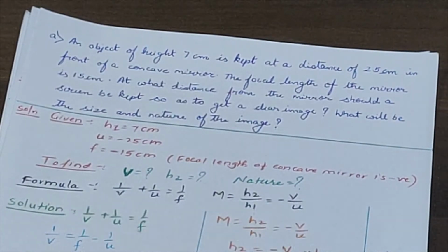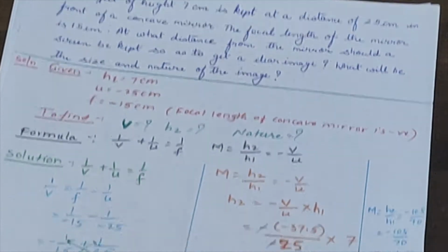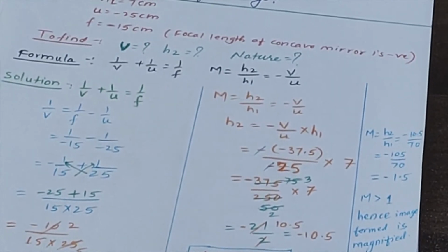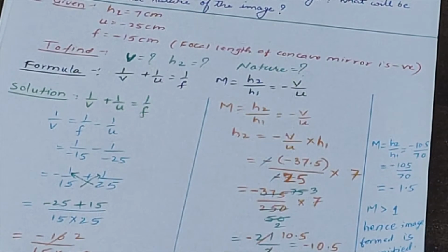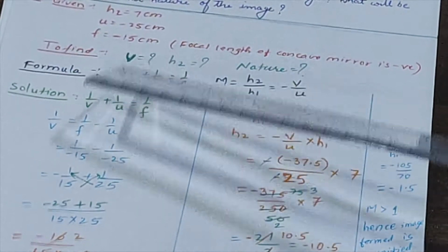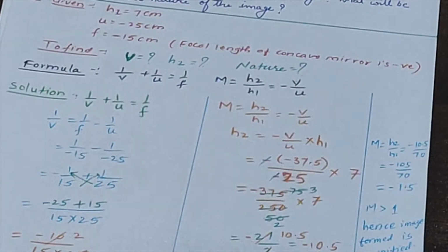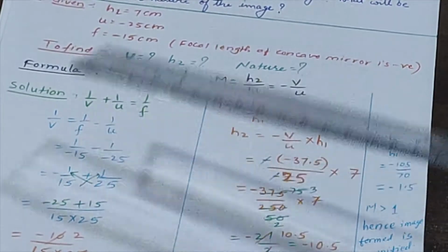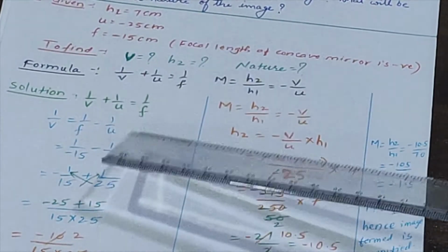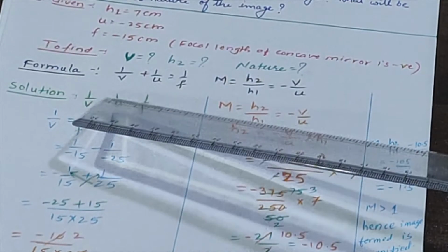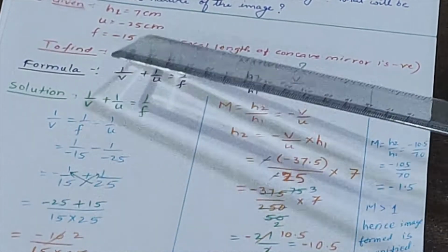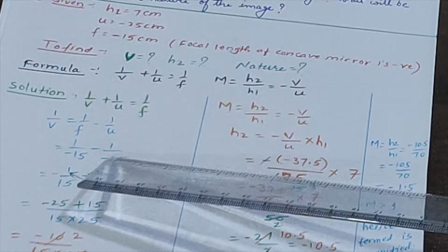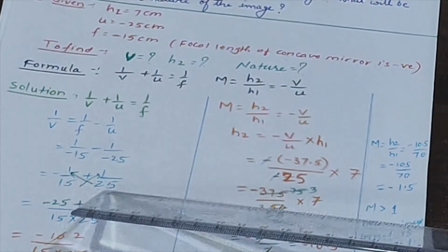So here is the solution. In the solution, using 1 upon V plus 1 upon U is equal to 1 upon F, I want to find out V. So obviously 1 upon V will be on the left hand side, which is equal to 1 upon F minus 1 upon U. Now what I do is substitute the values. The value of F is given as minus 15 here, and I carry forward the value of U as minus 25, and then I cross multiply.